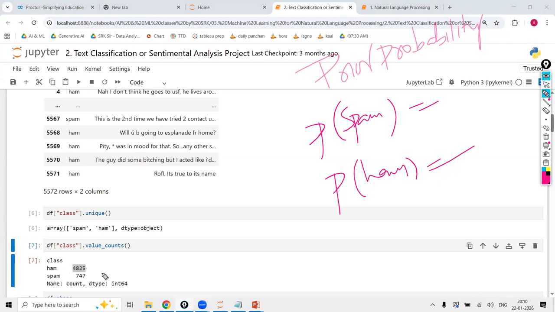Prior probability means here 2 classes they have given. I'm not predicting on the future word, I'm not taking the sentence, I'm not predicting anything. Just 2 classes are there. In the given 2 classes, what is the number of records of each of them? So the probability of spam is 747 divided by 5572. That is the prior probability of spam for this data set. Similarly, the probability of ham is 4825 divided by 5572.